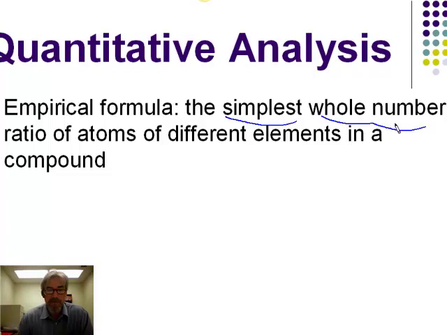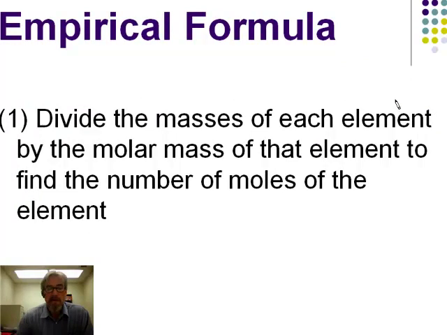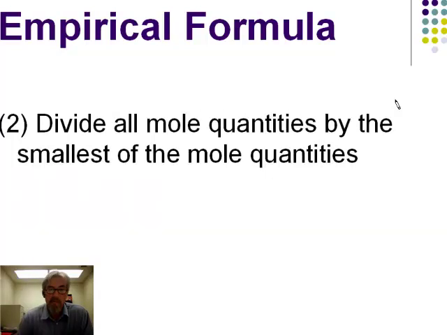How do we find it? Well, here are the steps. First of all, divide the masses of each element by the molar mass of that element to find the number of moles of the element. If you have raw data, you just take mass of nitrogen, for example, divided by molar mass of nitrogen. Once you've got the quantities of moles for each one of the elements, you find out which one's the smallest. Pick the smallest of the mole quantities and set that sort of equal to 1. And say all your ratios are based on that.